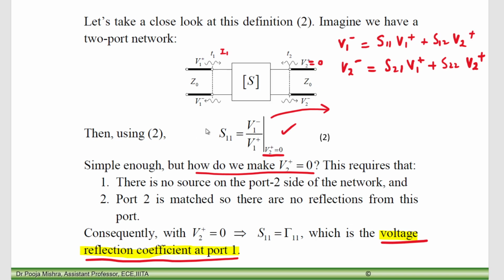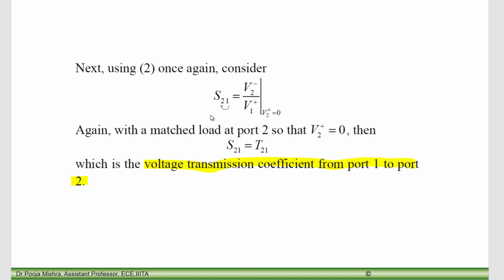If V2 minus is appearing here, there might be a V2 plus that may appear here. So we want it to be completely matched so that V2 minus is also 0. There should not be any reflection. So there should not be any source in port 2, and S11 is called the reflection coefficient at port 1 only when V2 plus is equal to 0. Similarly, we can define other parameters like S12 and S21. S21 will be equal to V2 minus over V1 plus when V2 plus is equal to 0.